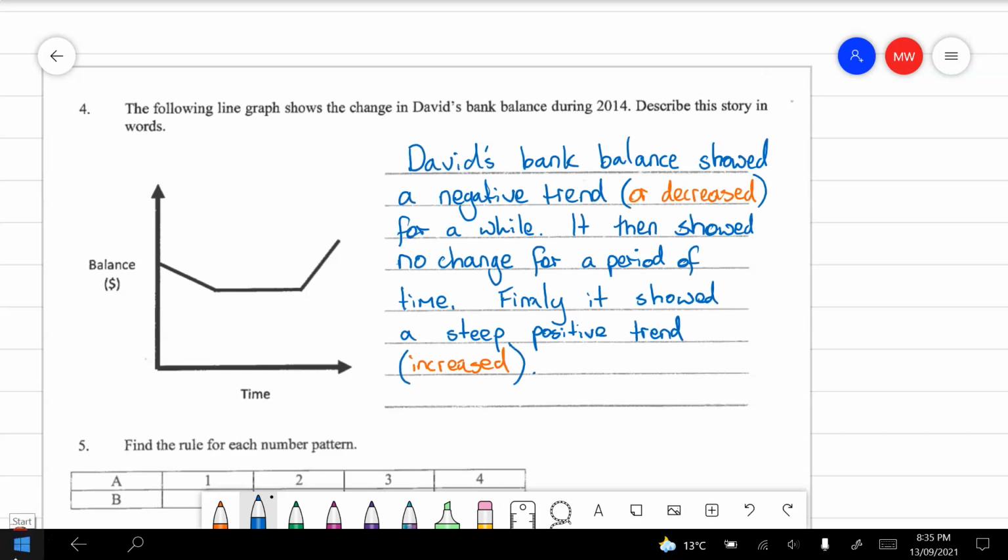So you might answer it somewhere along these lines. David's bank balance showed a negative trend, or it decreased for a while, but then showed no change for a while. So the decrease happened here. Then it showed no change for a period of time. And then finally it showed a steep positive trend, or it increased.